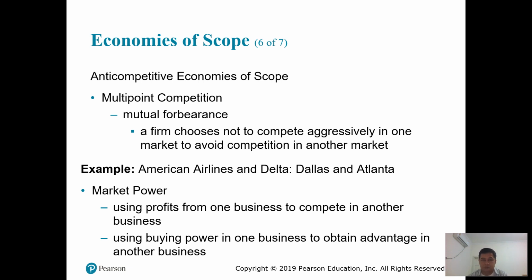Anti-competitive economies of scope. Multi-point competition, mutual forbearance: a firm chooses not to compete aggressively in one market to avoid competition in another market. Example, American Airlines and Delta, Dallas and Atlanta. Market power: using profits from one business to compete in another business, and using buying power in one business to obtain advantage in another business.